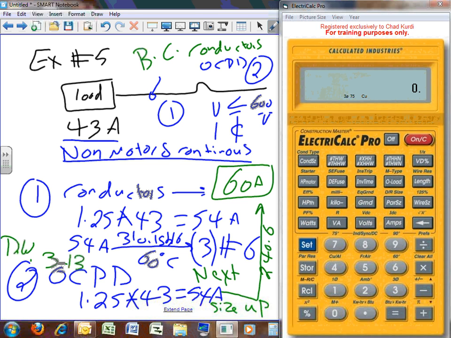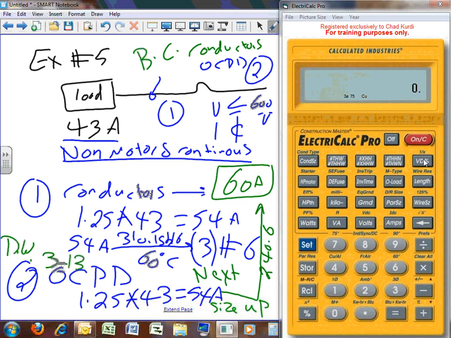The only time we use the table is for feeders. This is for the service and the feeders, specifically for feeders and residential. Good point. Let's go size this one from the calculator.